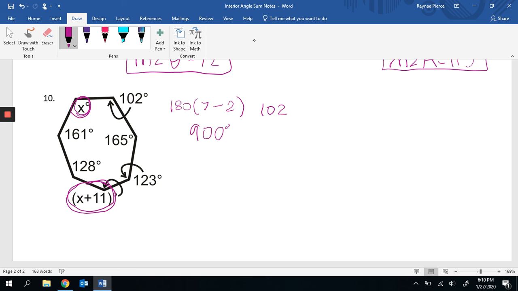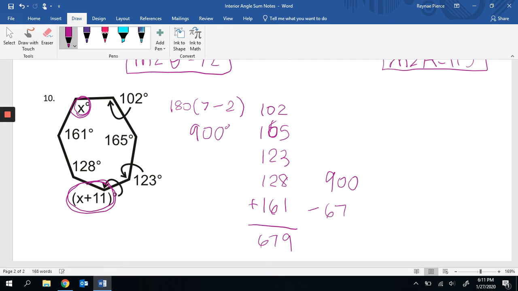Right now, I have 102, 165, 123, 128, and 161, for a total of 679 degrees. Okay, so I have 221 degrees left. Okay, but remember that was 2 angles.